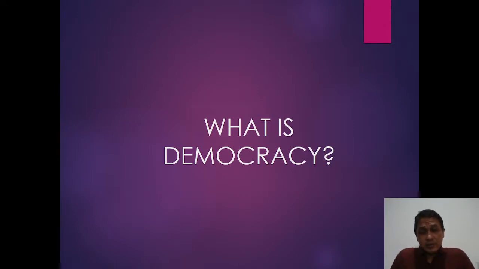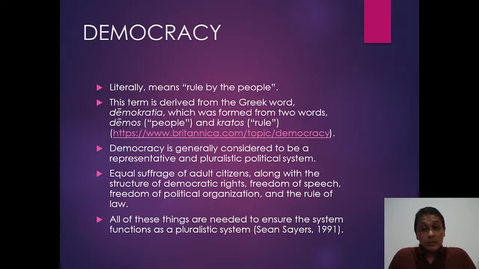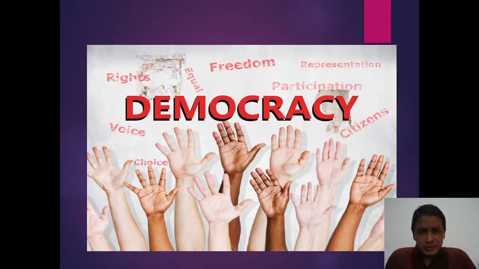The next question is, what is democracy? I got this from Britannica.com. It literally means rule by the people. The word democracy is derived from the Greek word demokratia, which was formed from two words, demos, meaning people, and kratos, meaning rule or government. It is generally considered a representative and pluralistic political system, with equal suffrage of adult citizens, along with democratic rights, freedom of speech, freedom of political organization, and the rule of law. This is an illustration of democracy: freedom, rights, representation, participation, citizen voice.